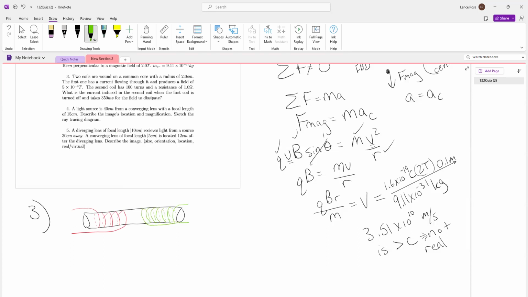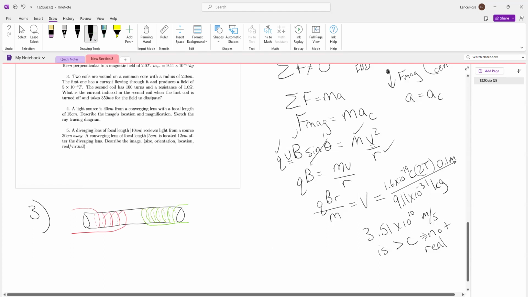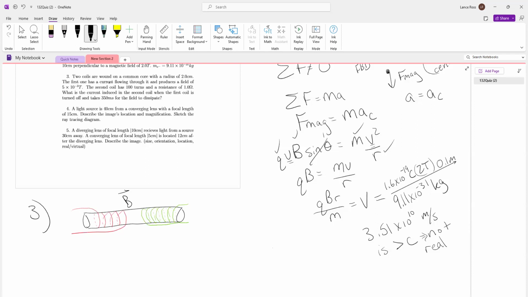And they share the same core, so they're going to share the same magnetic field. I'm just going to assume a direction for B here. It'll depend on the direction of the current, but I'm just going to assume. It doesn't matter since we're only looking for the magnitude here.